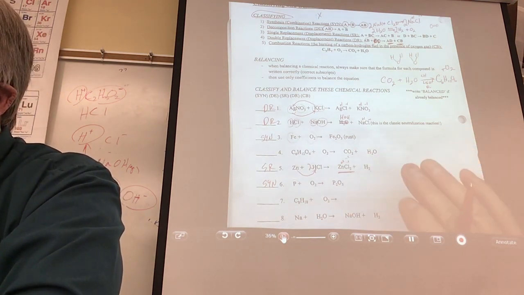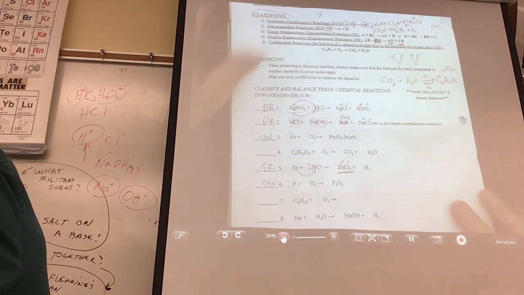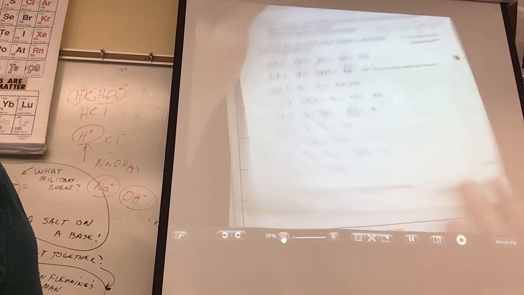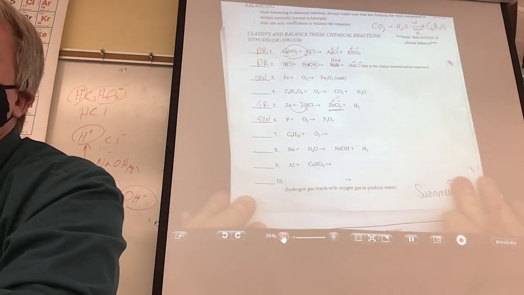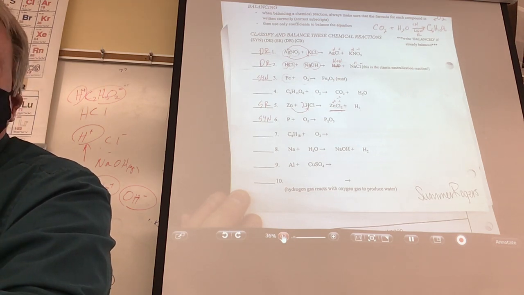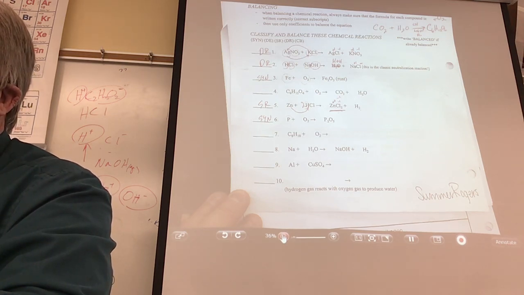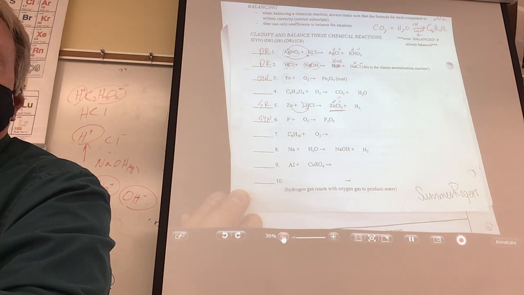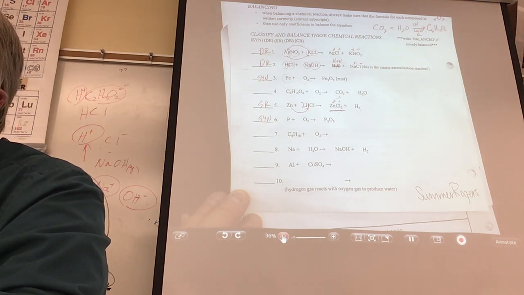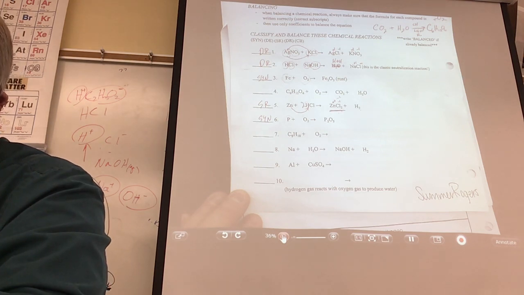All right, let's skip this one for right now. Let's go down to number 8. All right, this is a tricky one. See if you can classify number 8. Can you do it? I think.